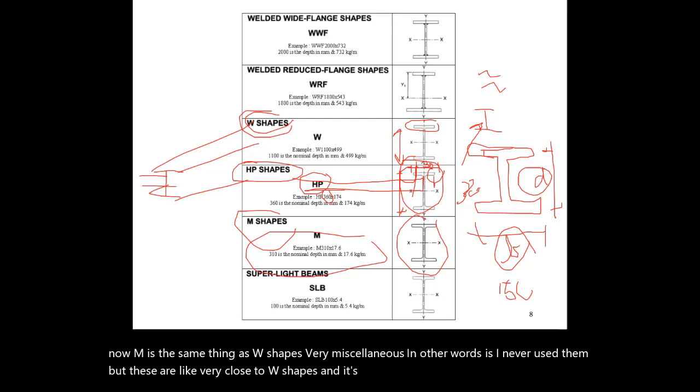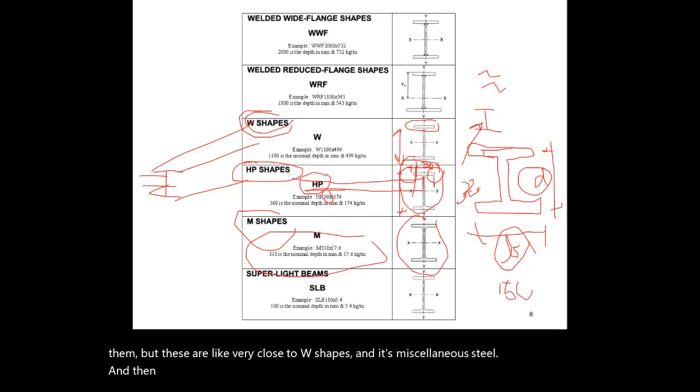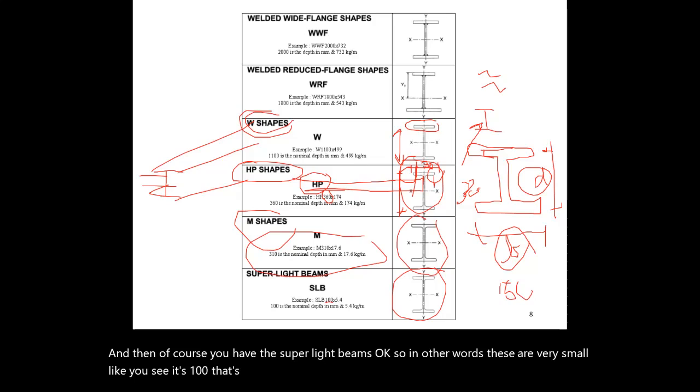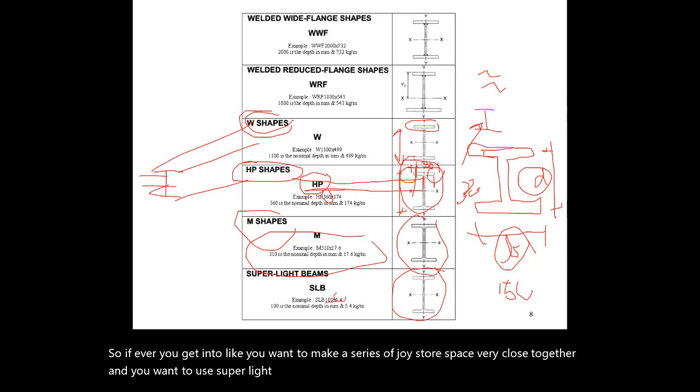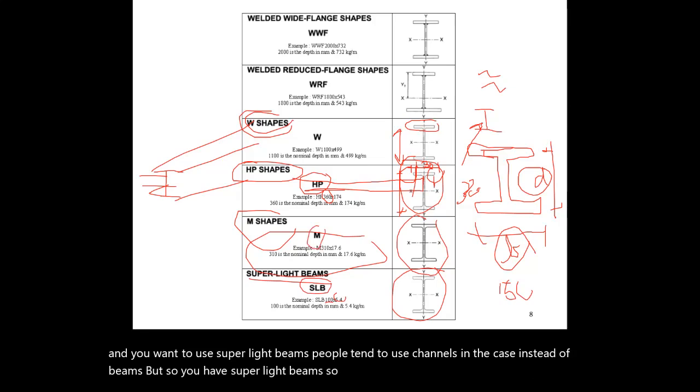And then of course you have the super light beams. These are very small. You see it's 100, which is the biggest one you can find, 4 inches by 5.4 kilograms. If you want to make a series of joists that are spaced very close together and you want to use super light beams, people tend to use channels in that case instead of beams. So you have super light beams, SLB, and M, and they're available, but very rarely used.